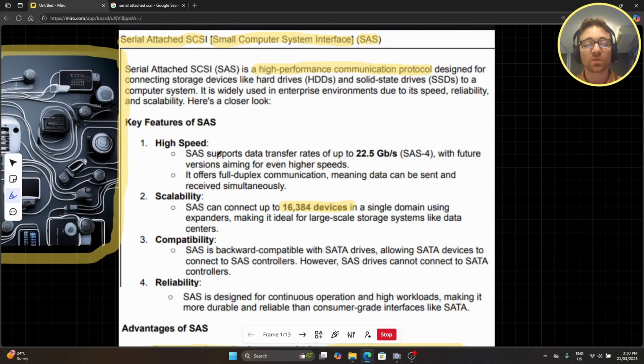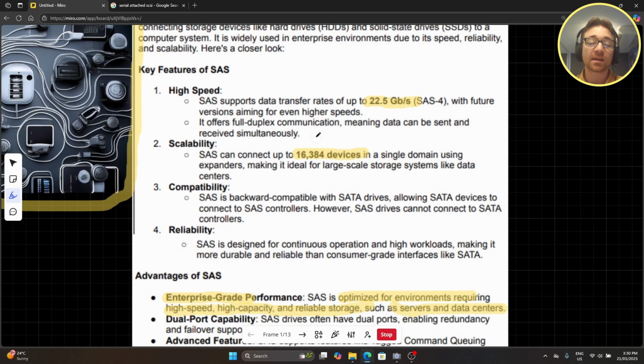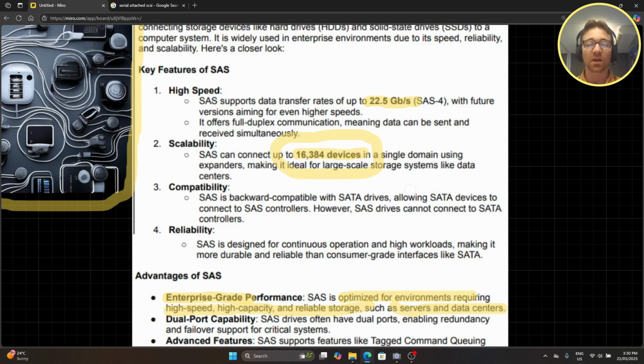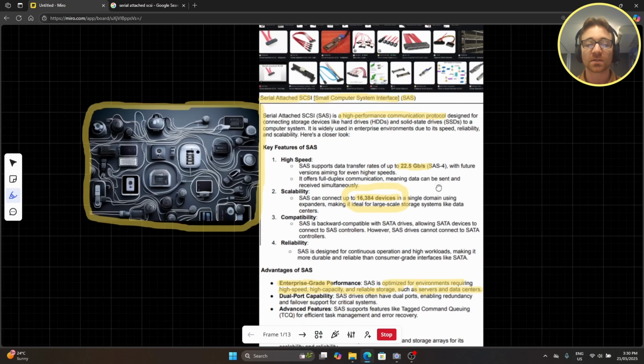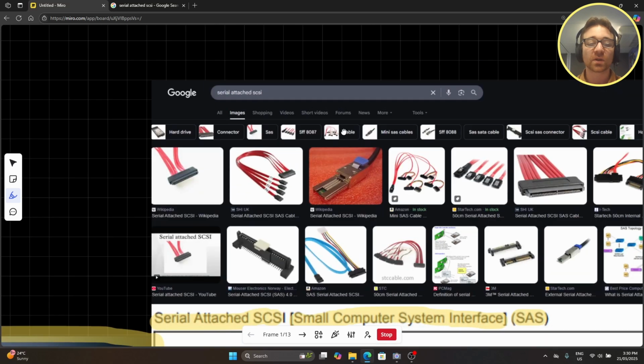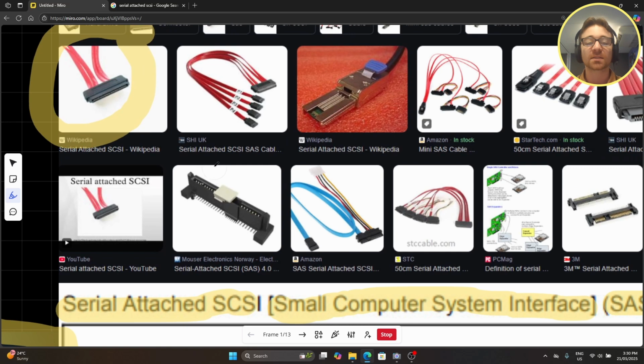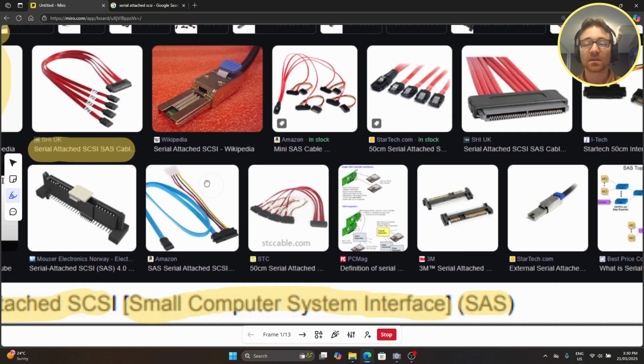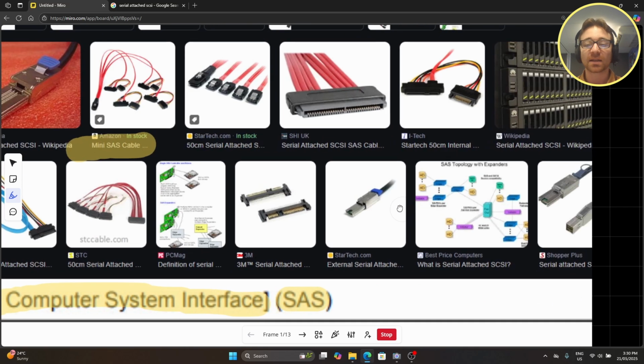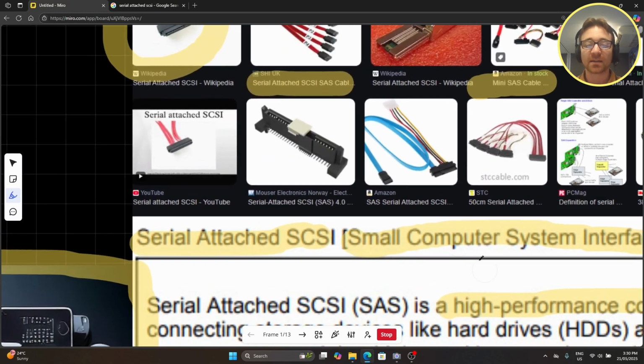All right, so SAS supports data transfer rates of 22.5 gigabits per second, and it can connect an incredibly large amount of devices all at once. So it's a really good benefit for high speeds in very wide-spanning enterprise environments. It is going to be one of the key choices in scenarios such as that. And just a quick Google search shows that SAS looks something like that. Remember, SAS, right? Looking like that. So just do a Google search, see what it looks like, and you should be sweet to go.